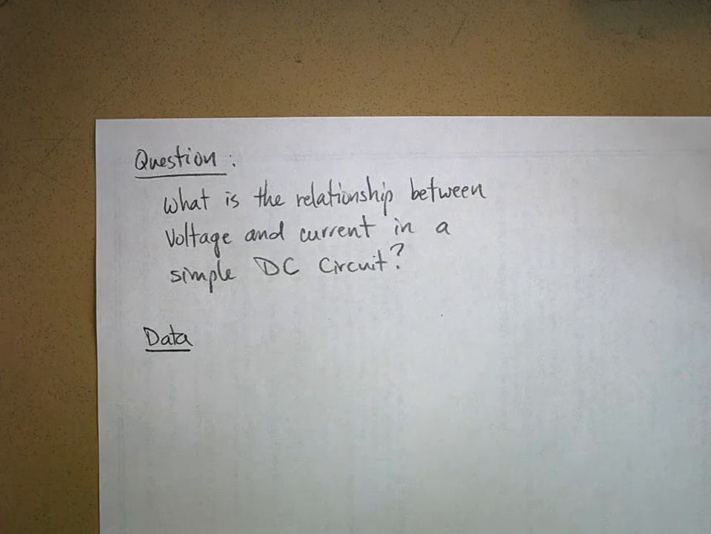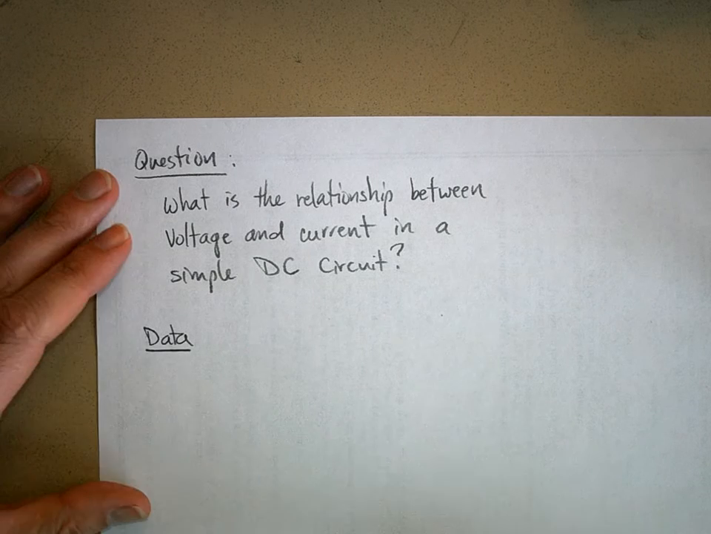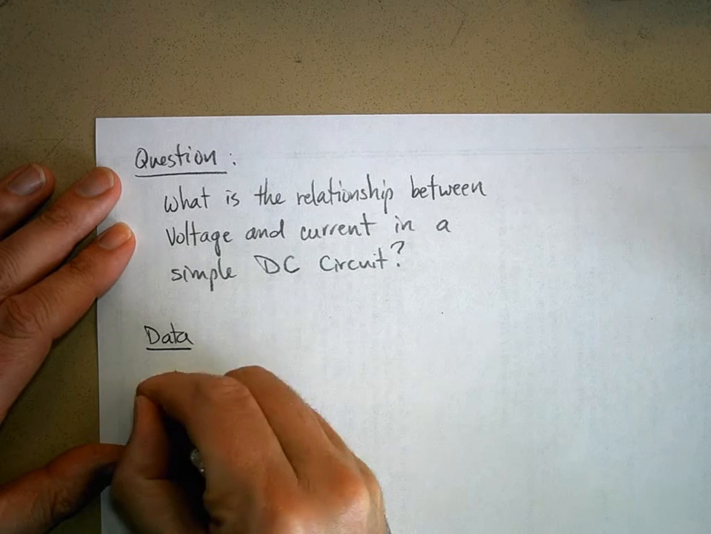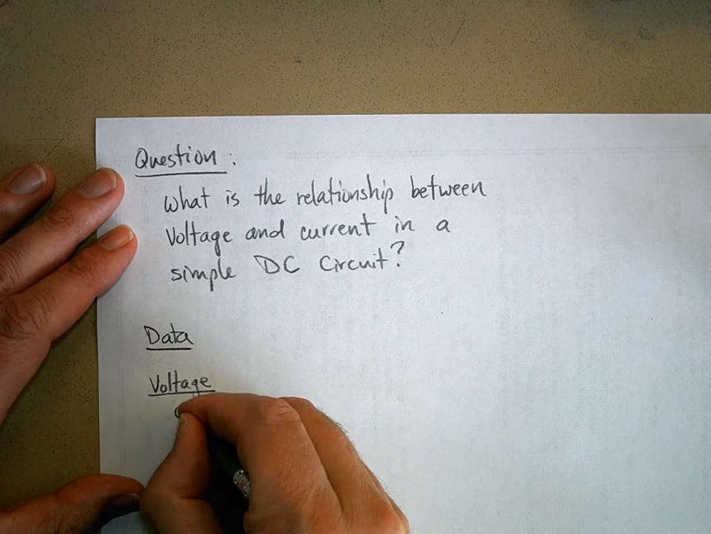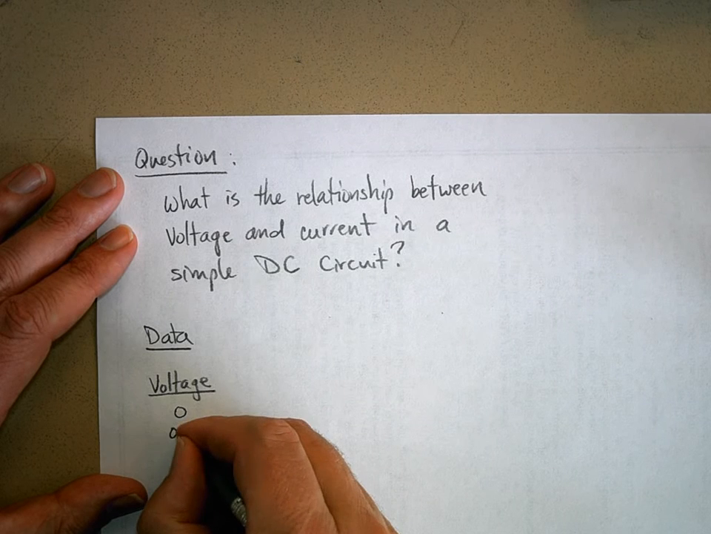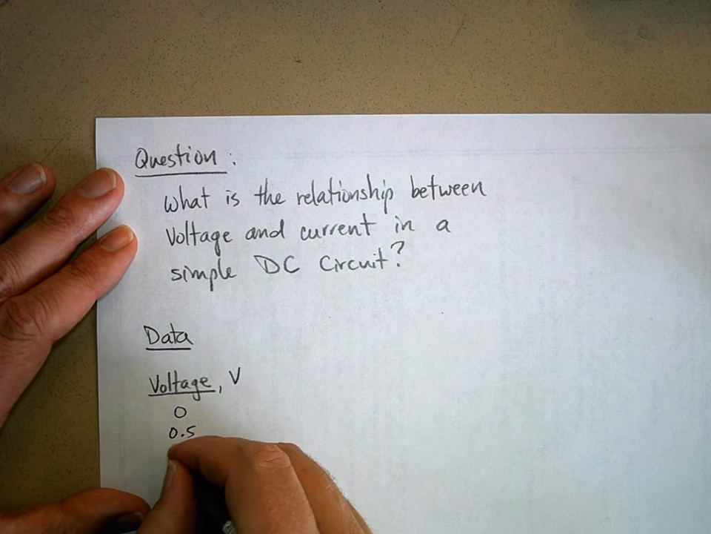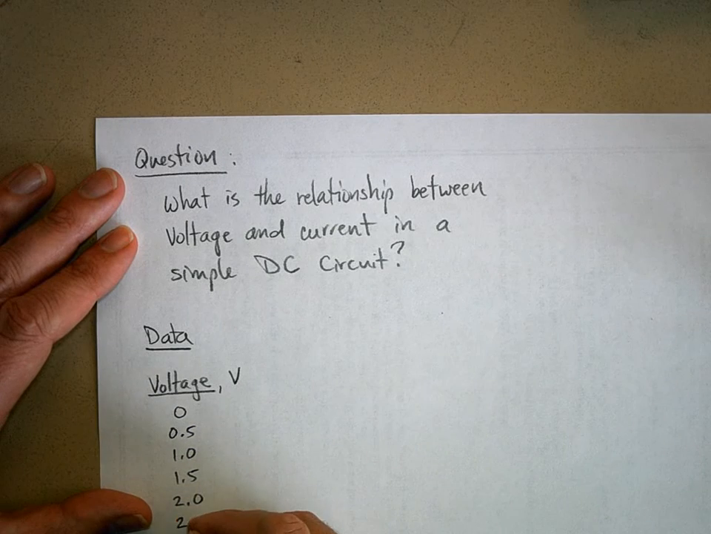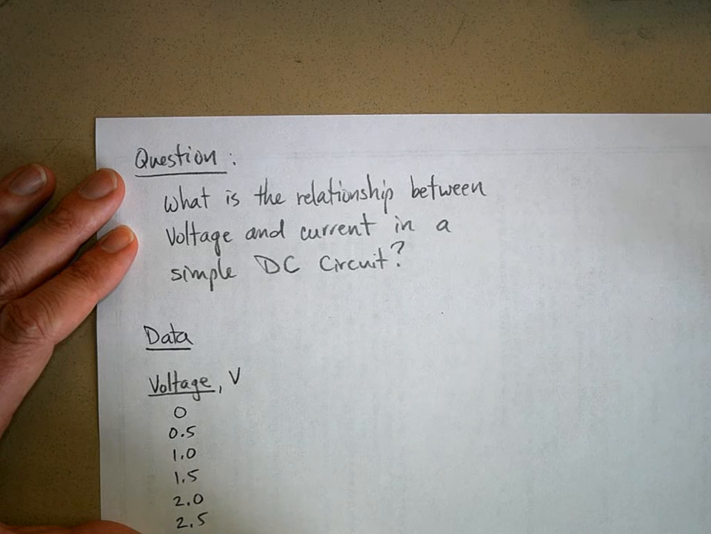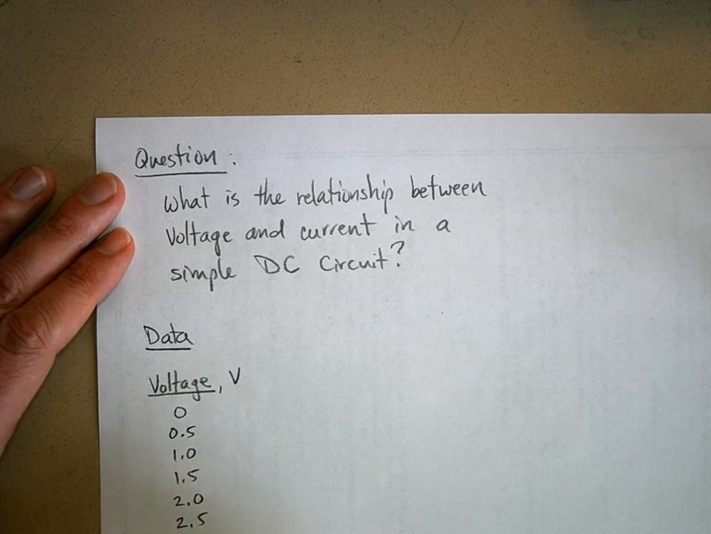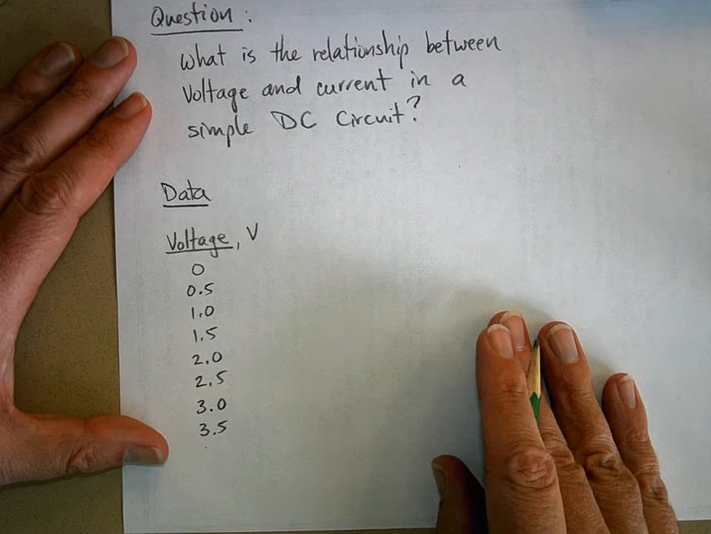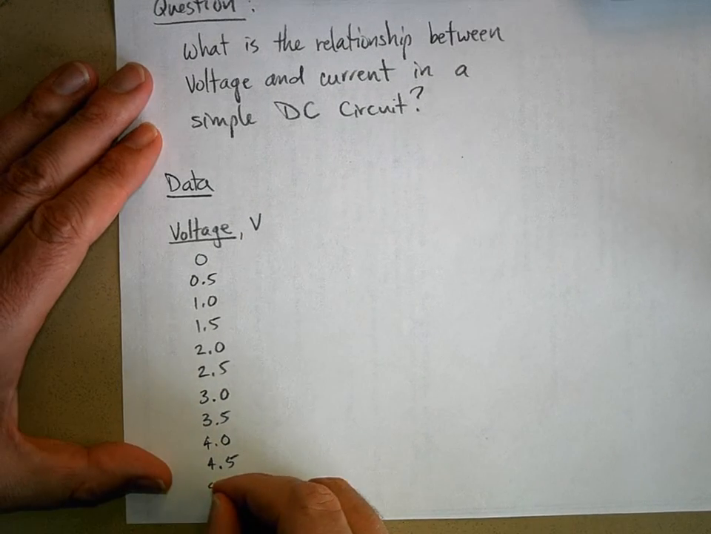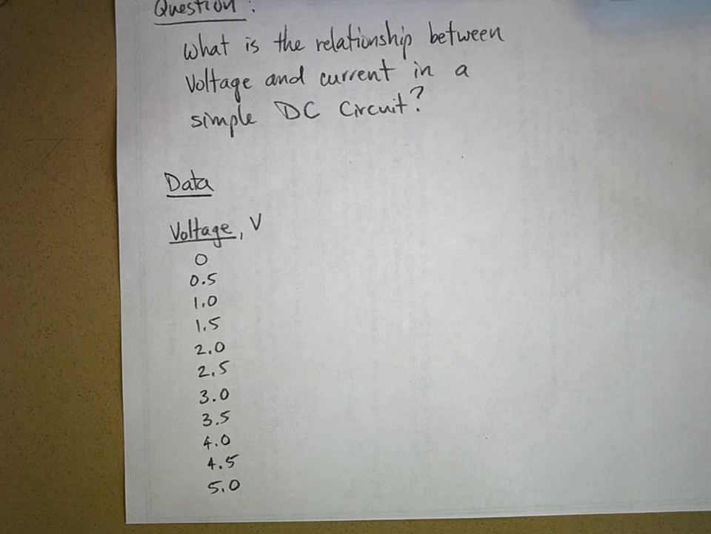So here are the voltages you're going to use. So voltage. We're going to have 0, 0.5, and this is all going to be in volts. 1.0, 1.5, 2.0, 2.5, 3.0, 3.5. Yeah, I'll move it. Thanks. 4.0, 4.5, 5.0.